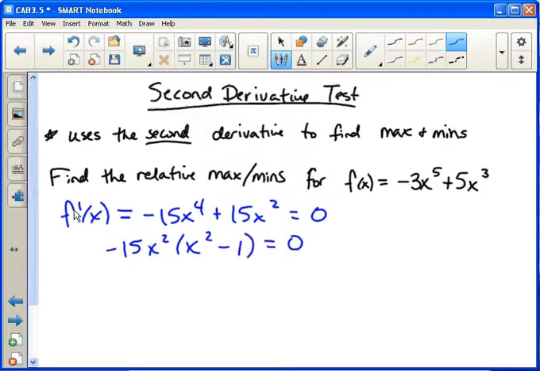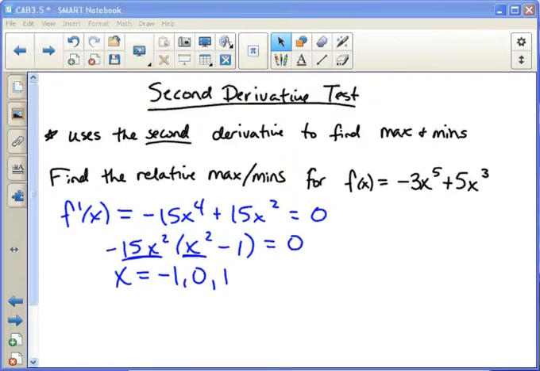So I have three places where I might find critical numbers. I get 0 from here and then plus and minus 1 from here. So those are the three places I might have a max or a min. Now I need to figure out if they are maxes and mins, and which one they are if they are one. And this is where the second derivative comes in. So let's take the second derivative.